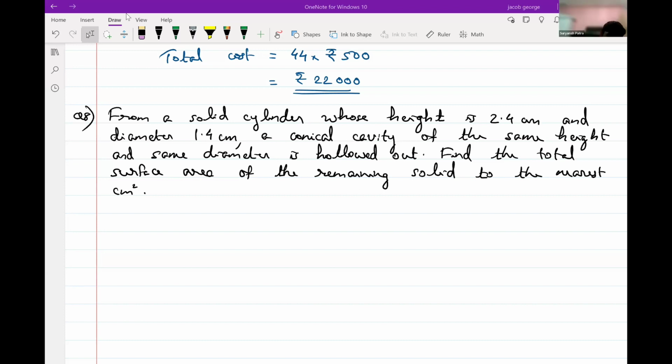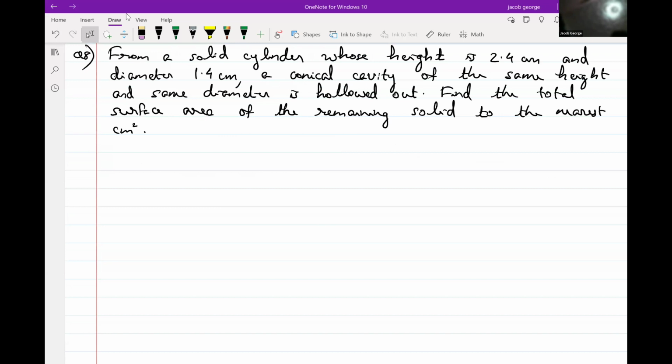From a solid cylinder. So we will draw a solid cylinder. All of you know how to draw the solid cylinder. Please draw a solid cylinder like this, a solid cylinder.